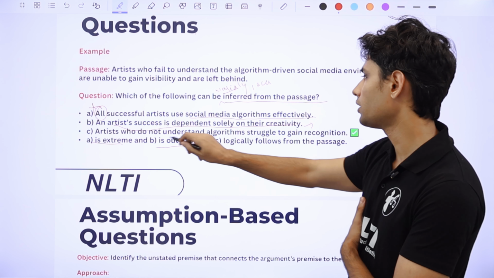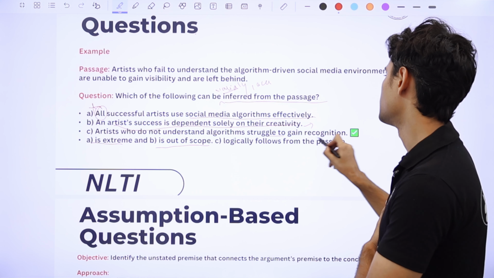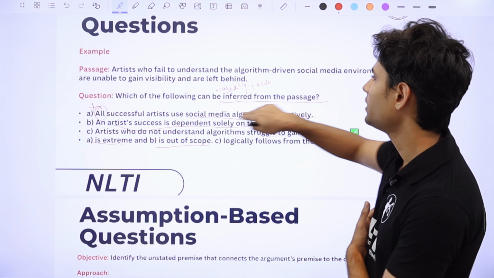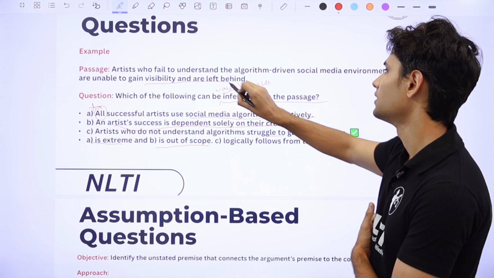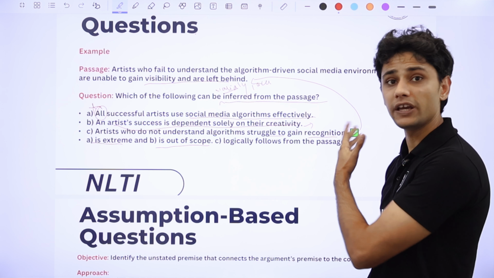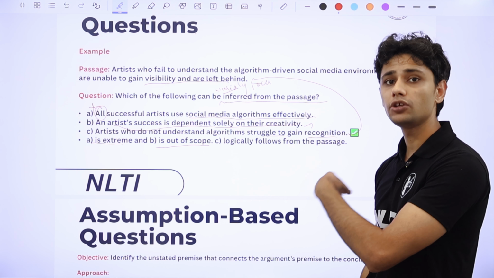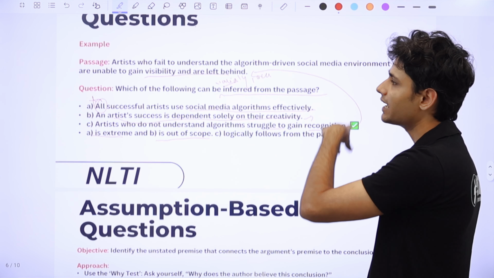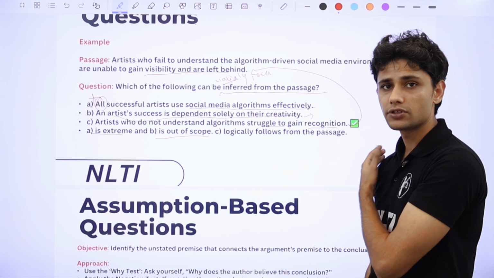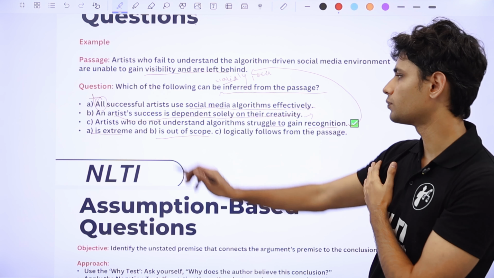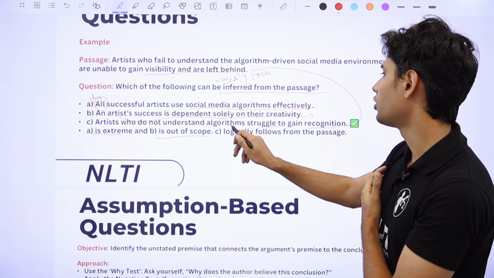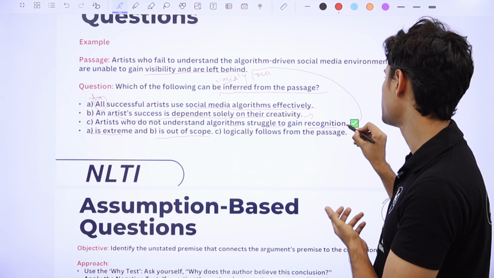Third is, artists who do not understand algorithms struggle to gain recognition. Now you will of course say that the passage says artists who fail to understand the algorithm-driven social media environment are unable to gain visibility and are left behind. So that's why you can see option C is directly flowing from the passage. There are no ifs and buts. There is nothing you have to assume. There is nothing you have to imagine. Option C is directly coming from what's stated in the passage. The passage states that artists who do not understand the algorithm-driven social media environment fail to gain recognition, and option C says more or less the same thing. That's why option C is the right one.